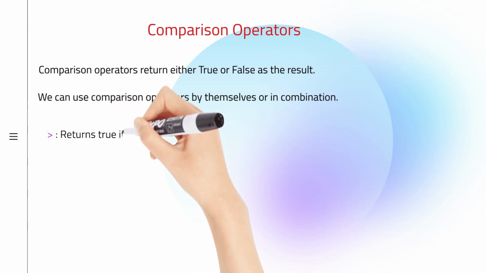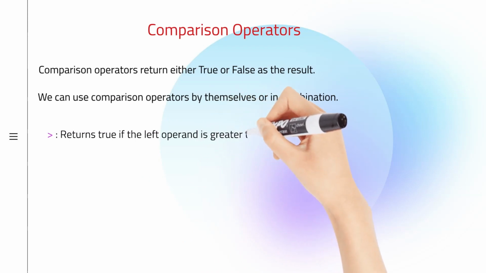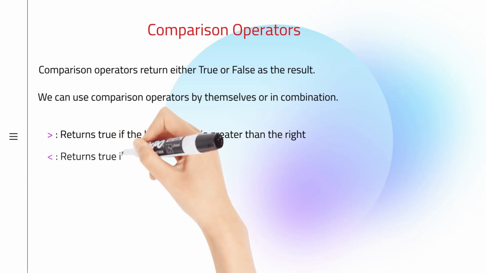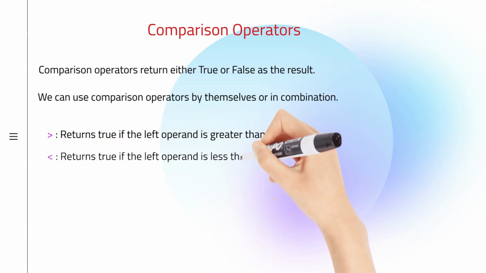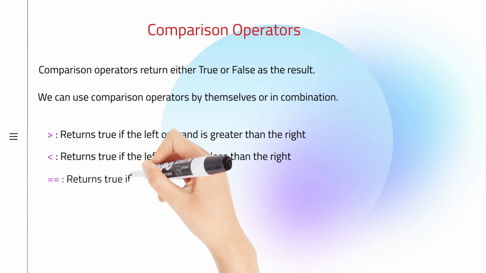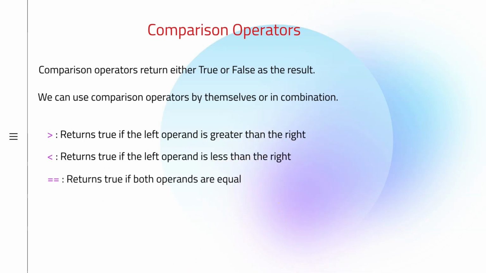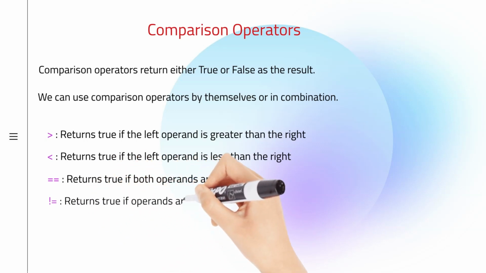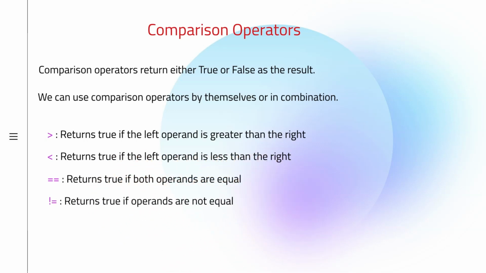Greater than. It returns true if the left operand is greater than the right operand. Less than. It returns true if the left operand is less than the right operand. Equal to. It returns true if both operands are equal. Not equal to. It returns true if both the operands are not equal.